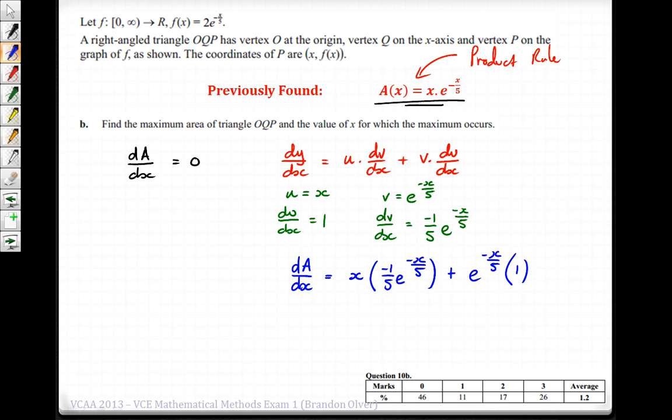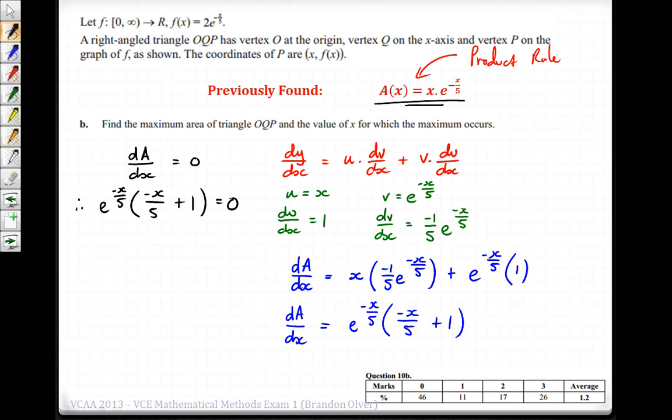So if we simplify that, we just get dA dx equals, so I'm going to pull the e to the negative x on 5 out the front, and we're going to be left with negative x on 5 plus 1 inside the bracket. So now what we've said is we're expecting that the maximum occurs when this equals 0, so we can write therefore e to the power of negative x on 5 times negative x on 5 plus 1 equals 0.